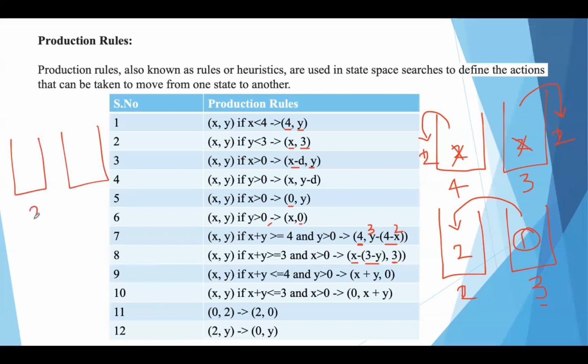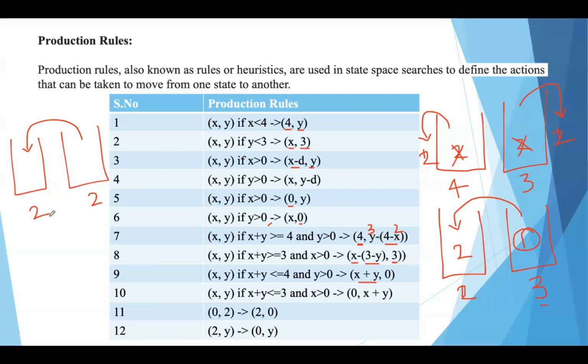Say it is having 2 liters of water and this is also having 2 liters of water. Now 2 plus 2 is 4. So 4 is less than or equal to 4. And Y value is 2, which is greater than 0. In that case, you need to add 2 liters of water from 3-liter jug into 4-liter jug. That means pour all the water from 3-liter jug into 4-liter jug.